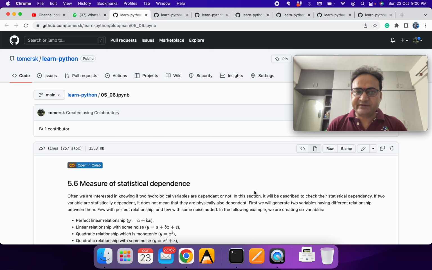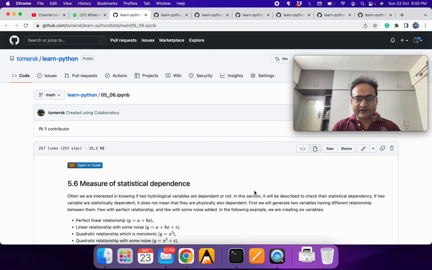In this session, we'll be discussing how to measure the statistical dependence between two variables. Remember, here we are talking about statistical dependence. It does not mean physically they are related or not related. There are many other ways, like causality and many other things, we can do to figure out whether there is a physical connection between two variables or not. In this session, we'll restrict ourselves to statistical dependence.